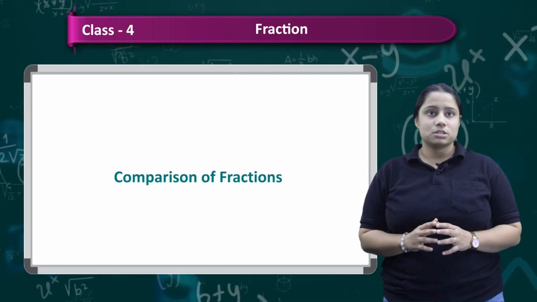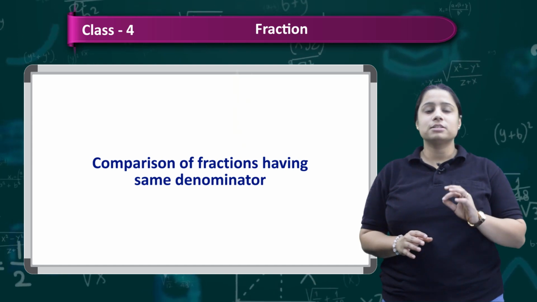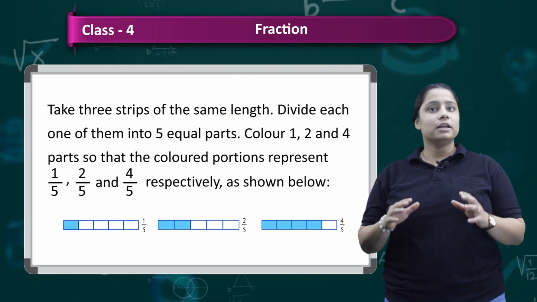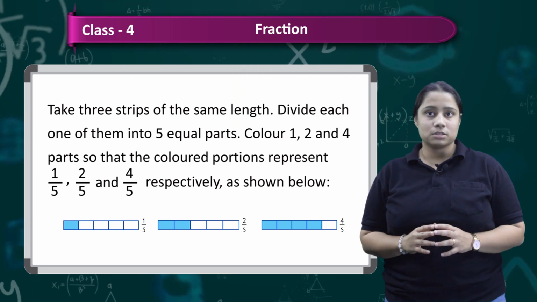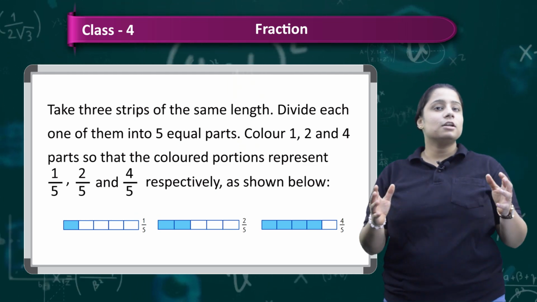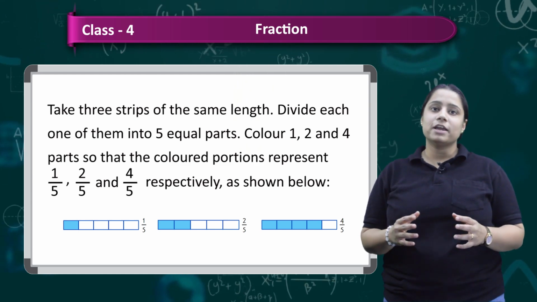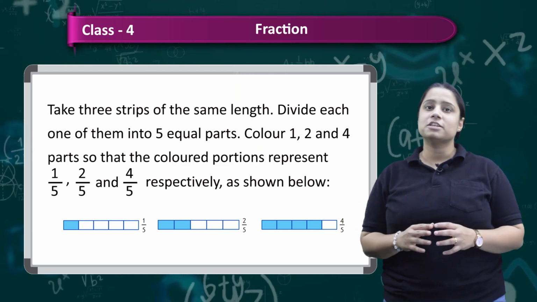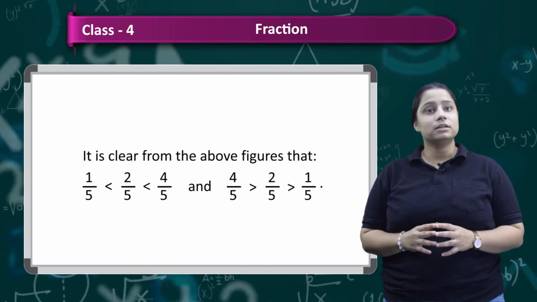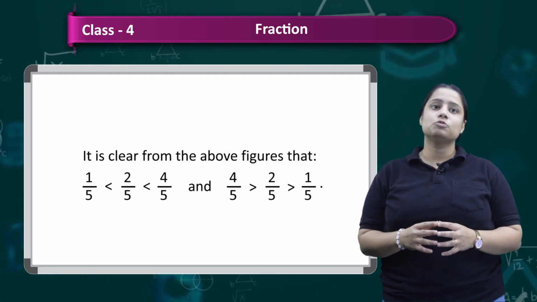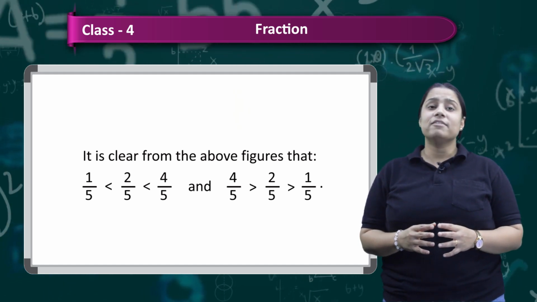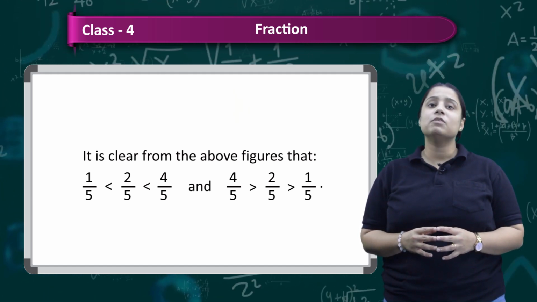Comparison of fractions. Comparison of fractions having the same denominator. Take 3 strips of the same length. Divide each of them into 5 equal parts. Color 1, 2 and 4 parts so that the colored portions represent 1 by 5, 2 by 5 and 4 by 5 respectively, as shown below. It is clear from the above figures that 1 by 5 is smaller than 2 by 5, which is smaller than 4 by 5, and 4 by 5 is greater than 2 by 5, which is greater than 1 by 5.